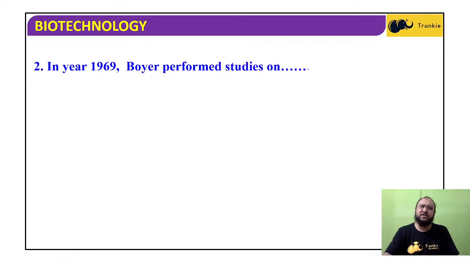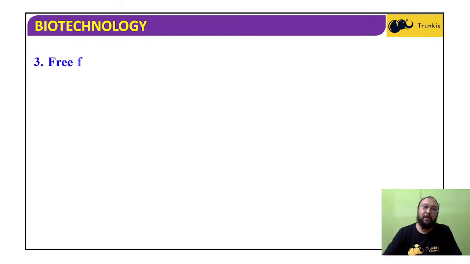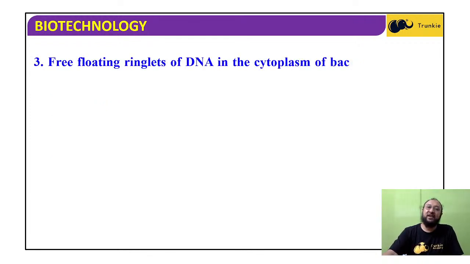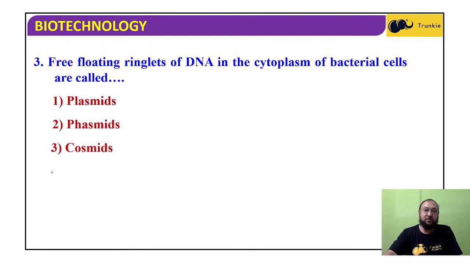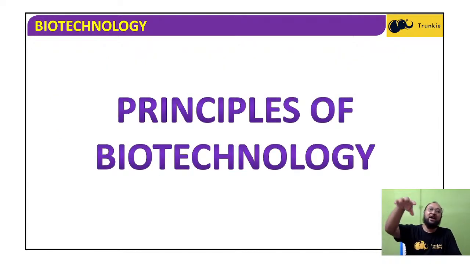In the year 1969, Boyer performed studies on restriction endonucleases. They are called nucleases or restriction enzymes. Okay, restriction endonucleases, restriction enzymes. Free-floating ringlets of DNA in the cytoplasm of bacterial cells are called plasmids. Okay, it's not a cosmid, all of this is plasmids. It is a circular DNA and it floats in the cytoplasm of prokaryotic cells like bacteria.